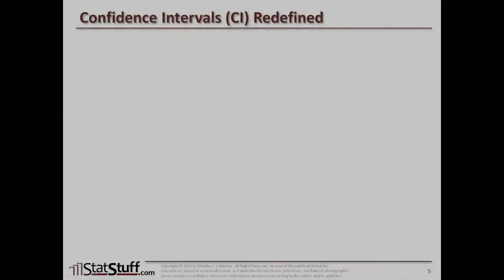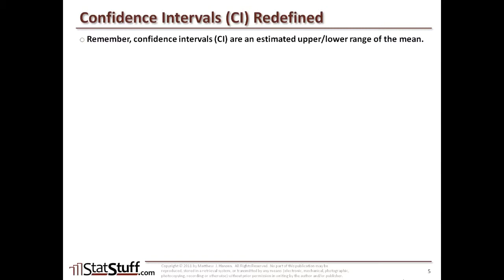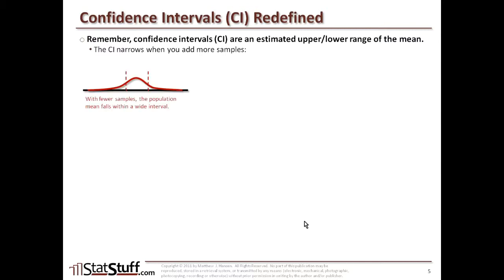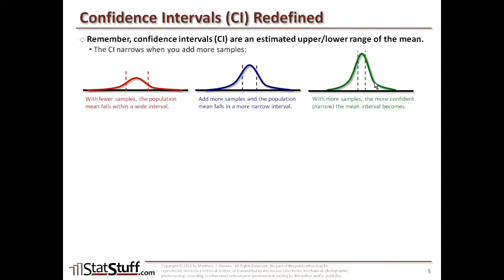Now let's review again the concept of confidence intervals, which is essential for understanding statistical tests like these. We have to remember the confidence intervals are an estimated upper and lower range of the mean. So the confidence interval will change or become more narrow when you add more samples. The example we've given before is when we have fewer samples, the population mean falls somewhere within this wide interval. But as we get more samples and the distribution grows, the confidence interval represented by these dashed lines gets more narrow. So as we get more and more data, the confidence interval gets more and more narrow, because we can be more confident, having more data, where the population mean should fall.